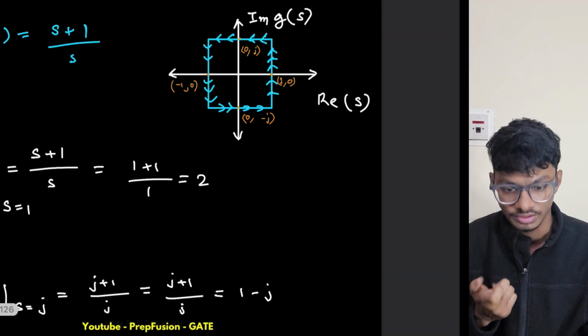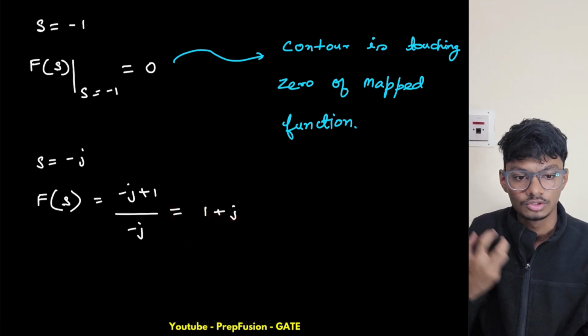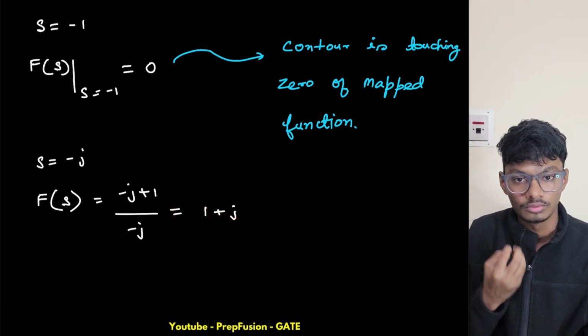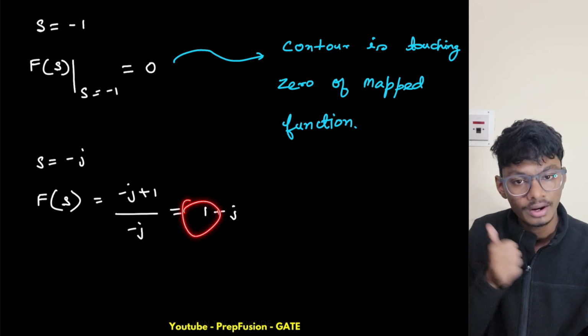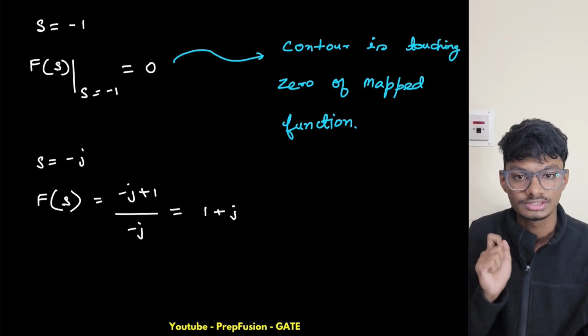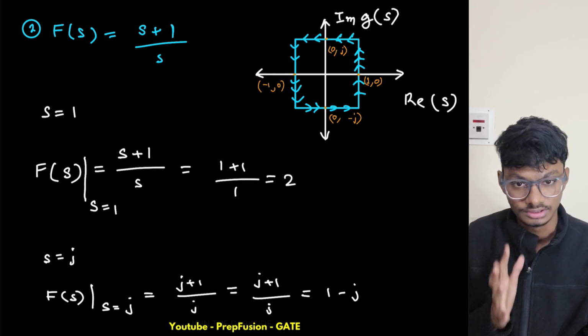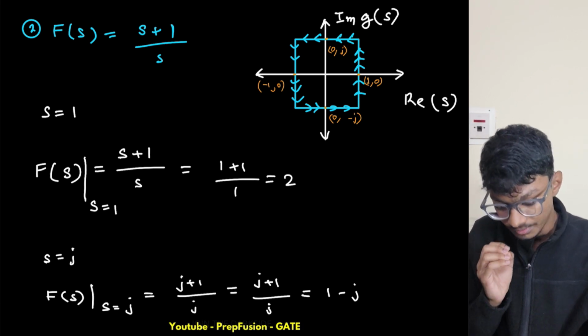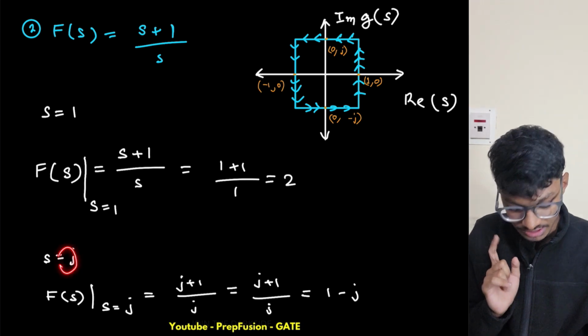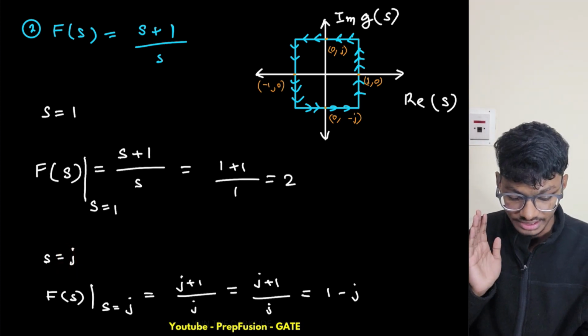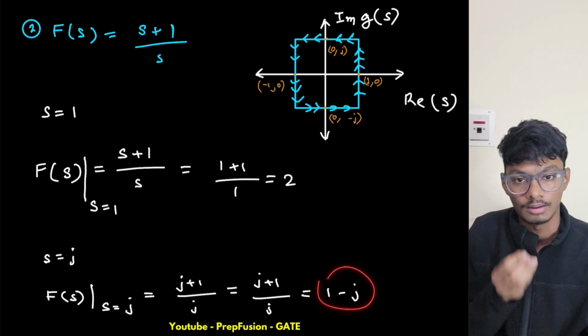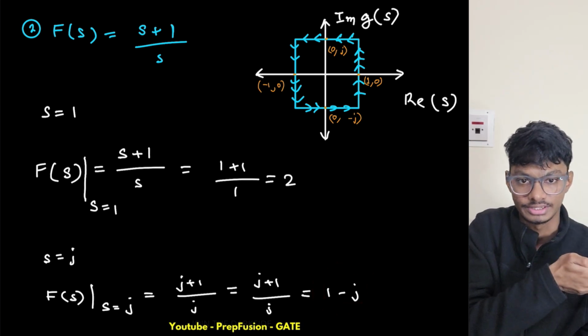You get 1 minus j over here and 1 plus j. Again, you are getting symmetry about the real axis. The real part is the same, but the imaginary part is just the conjugate of that one. And the other thing that you need to notice is that I'm putting plus j, so I'm going in the anti-clockwise direction, and the mapped function is going in the clockwise direction.